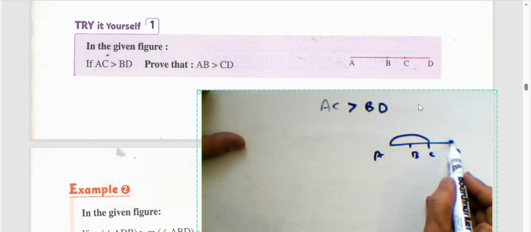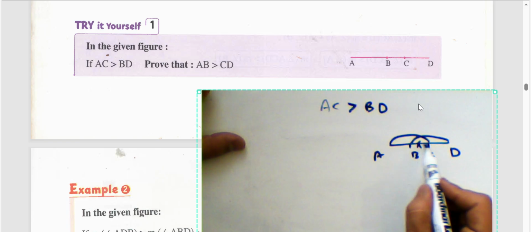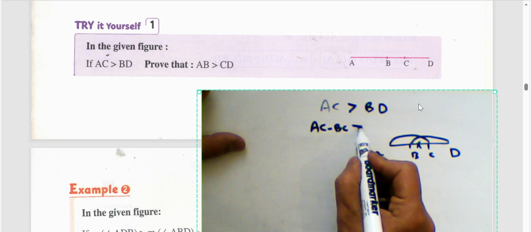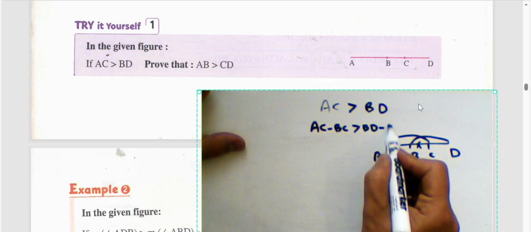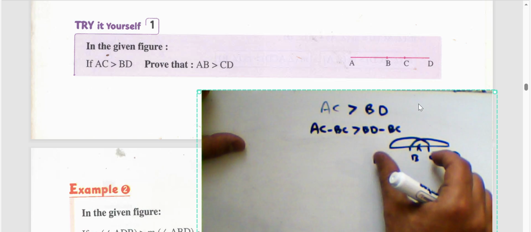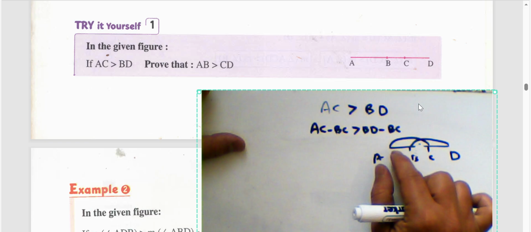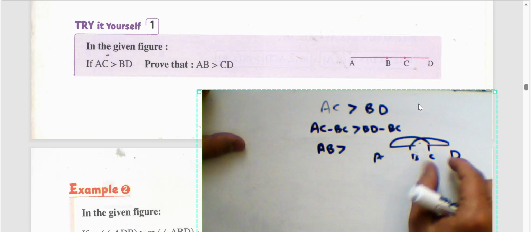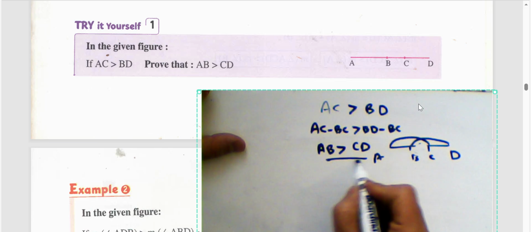AC is greater than BD. We can cancel BC from two parts. Then AC subtract BC and BD subtract BC. What's the difference? AC cancel BC from it, the result will be AB, greater than, and also here the remainder will be CD. Then AB will be greater than CD. It's a proof of this inequality.